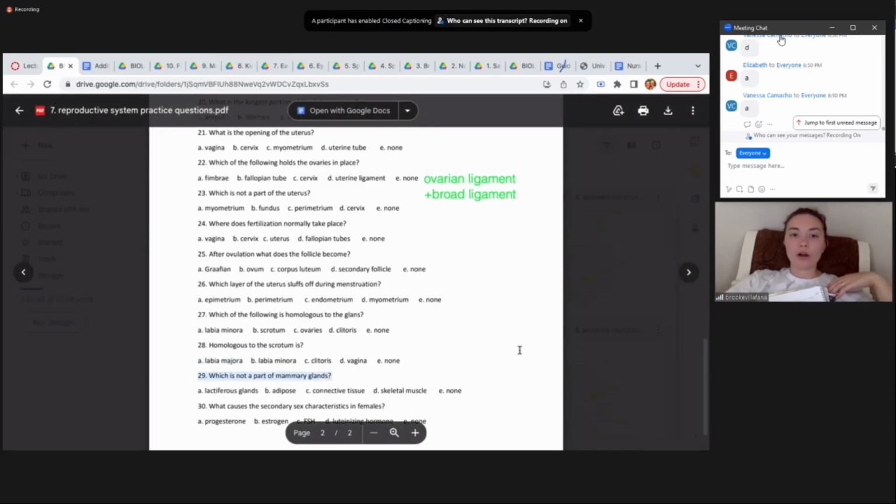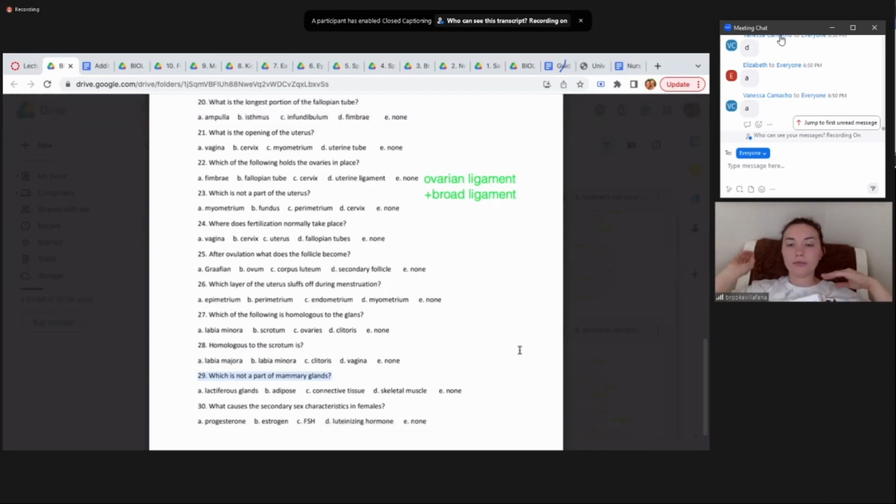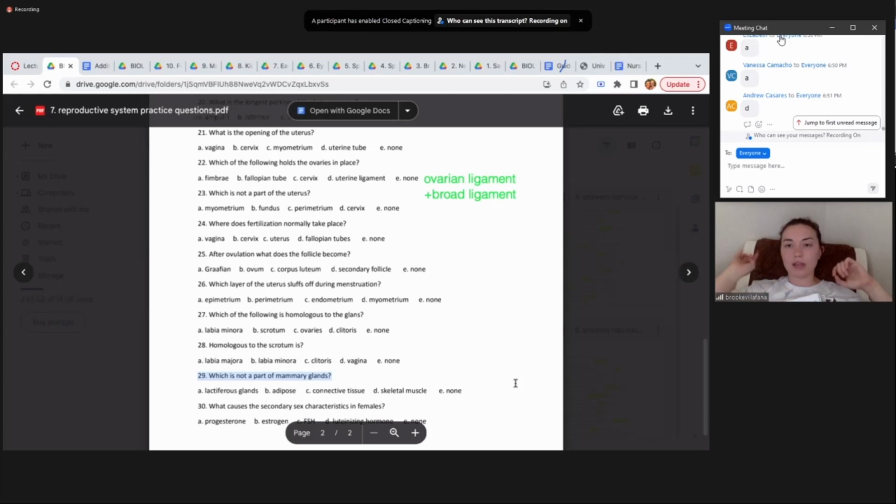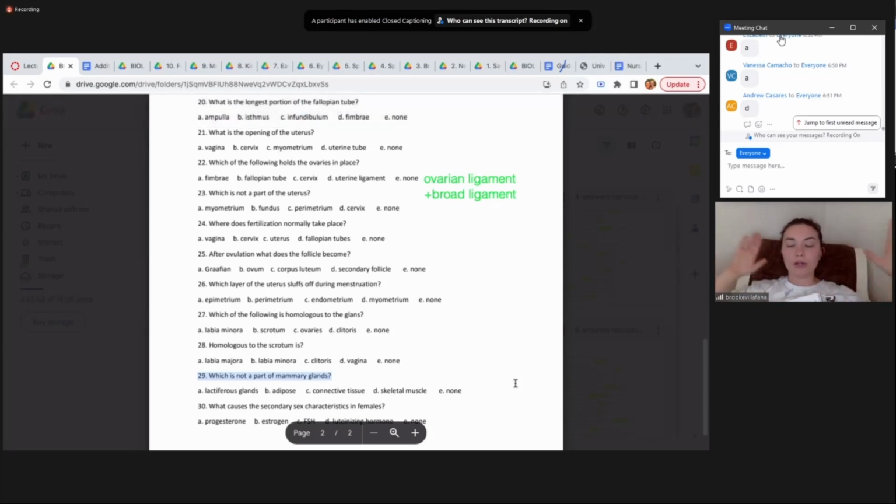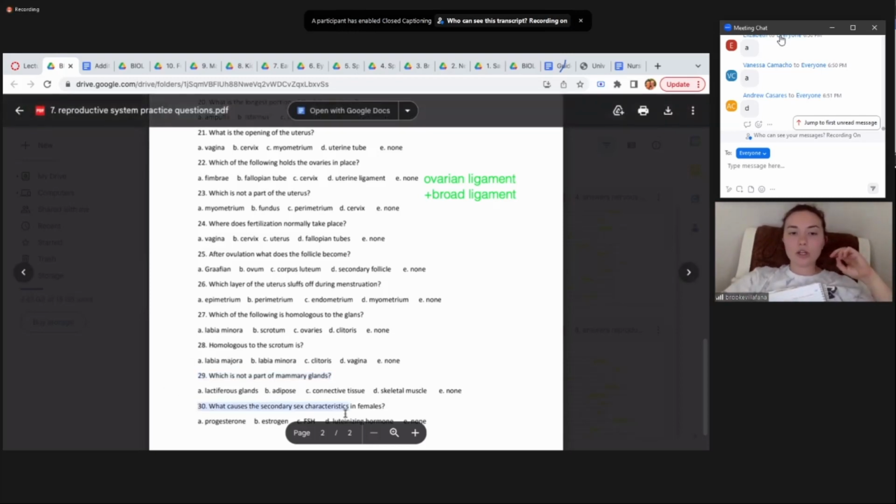29, which is not part of the mammary glands. Kind of a weird question. Mammary glands are just breasts, and obviously breasts do not have skeletal muscle inside of them. You know, they have skeletal muscle at the base, but they don't have skeletal muscle inside of them. So it's kind of a weirdly worded question, but just know for your test, mammary gland is the same as breast. Last question, and then I'll let you guys go.